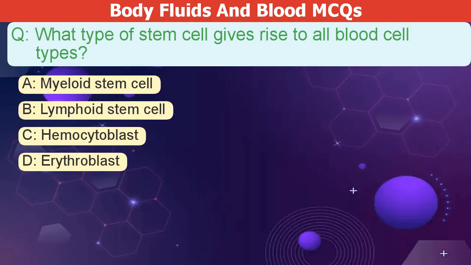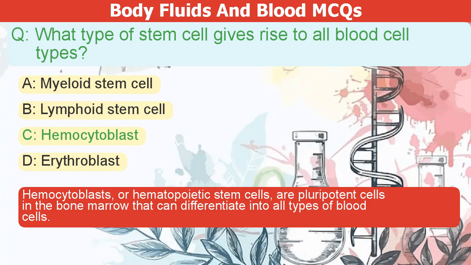What type of stem cell gives rise to all blood cell types? A. Myeloid stem cell. B. Lymphoid stem cell. C. Hemocytoblast. D. Erythroblast. The correct answer is C. Hemocytoblasts, or hematopoietic stem cells, are pluripotent cells in the bone marrow that can differentiate into all types of blood cells.